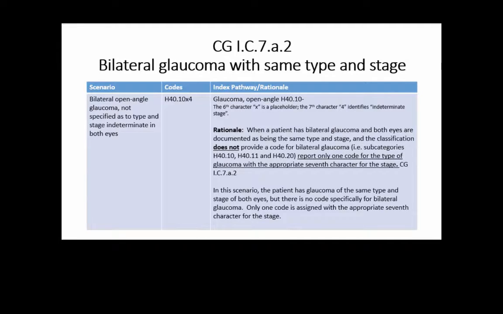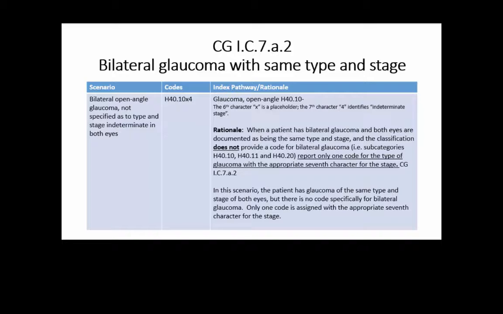A bilateral open angle glaucoma, not specified as to type, and the stage is indeterminate in both eyes. So your guideline tells you when a patient has a bilateral glaucoma, both eyes are the same type and stage, and the classification doesn't provide a code for bilateral, you report only one code for the type of glaucoma with the appropriate seventh character for the stage.